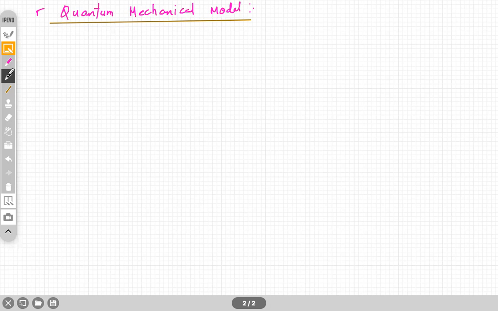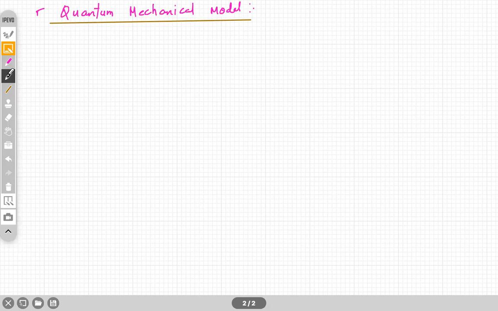See, there are basically two things. One is classical mechanics, the other one is quantum mechanics. In classical mechanics, Newton's laws of motion and all these things are valid on macroscopic objects, like any object, we apply Newton's laws of motion. But when it comes to microscopic objects like electron, which contains both particle as well as wave characteristics.